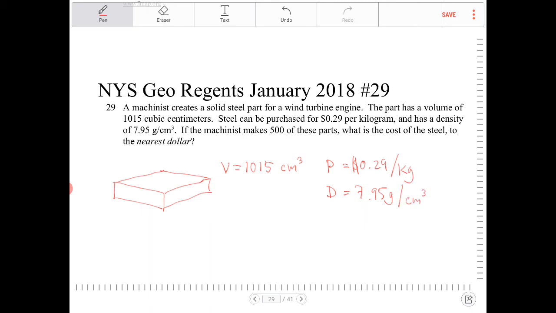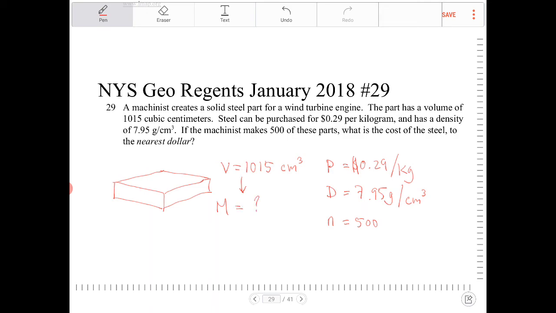If the machinist makes 500 of these parts, what is the cost of the steel to the nearest dollar? I'm going to use N to represent the total number of parts here. So there are 500 of these things that he's making. If I know the volume, I want to convert this into the weight or the mass, which I want to denote by capital M. So I need to figure out what that is.